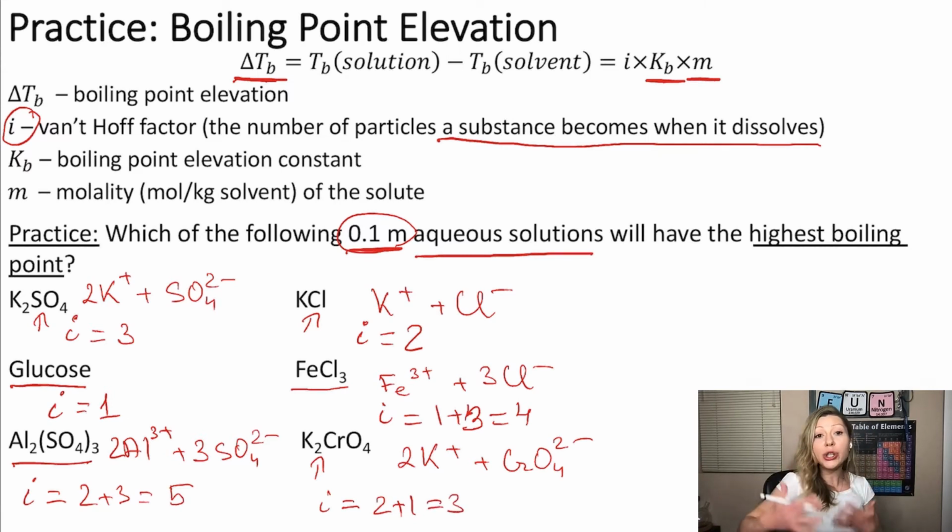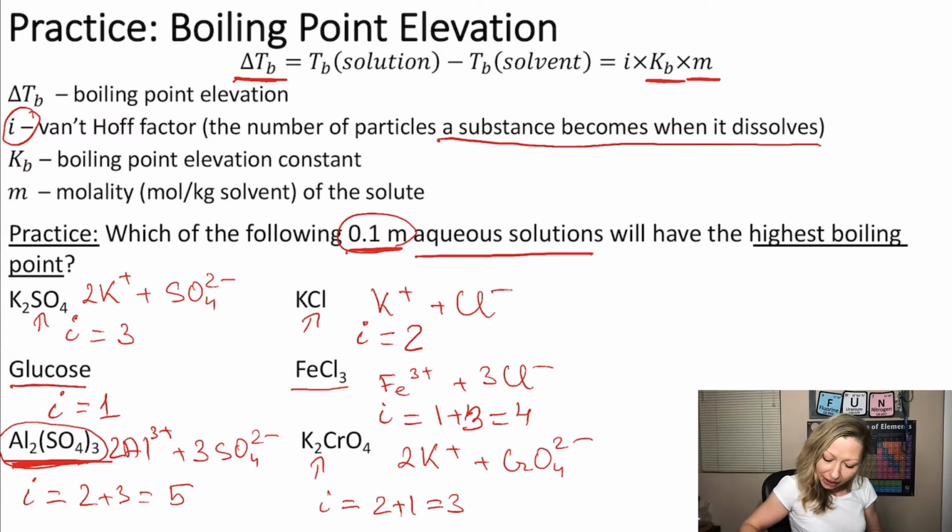So in which case do we have the highest Van 't Hoff factor? In the case of aluminum sulfate, right? So this means that the highest boiling point is going to be achieved with a 0.1 molar solution of aluminum sulfate, simply because it's going to give the largest number of particles when it dissolves in water. Okay, I hope this makes sense.